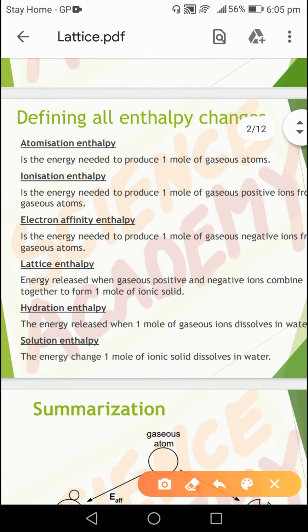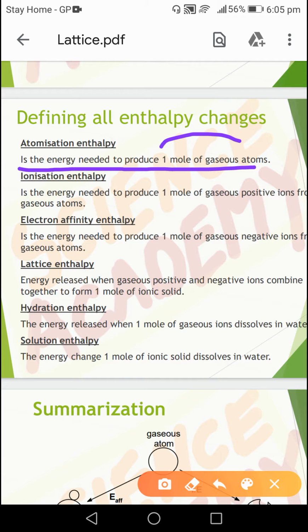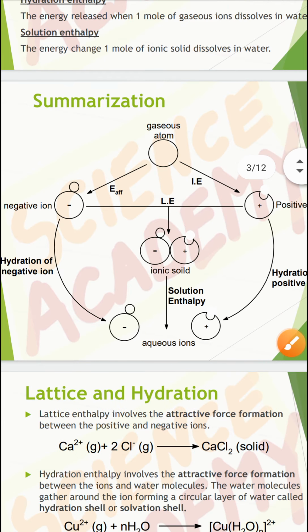But first of all, you need to know the atomization enthalpy. So what is atomization enthalpy? Look, atomization enthalpy is the energy needed to produce one mole of gaseous atoms. So when you are producing one mole of gaseous atoms, the amount of energy that you have to spend will be known as the atomization enthalpy.